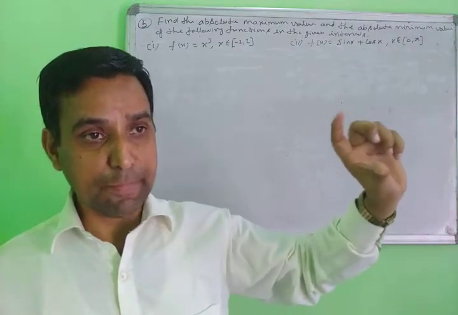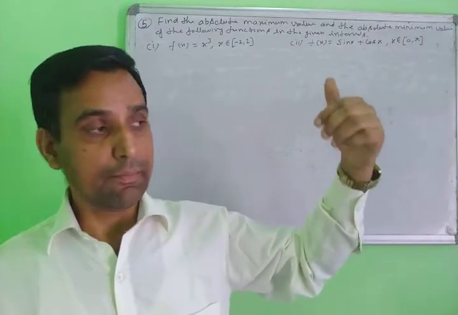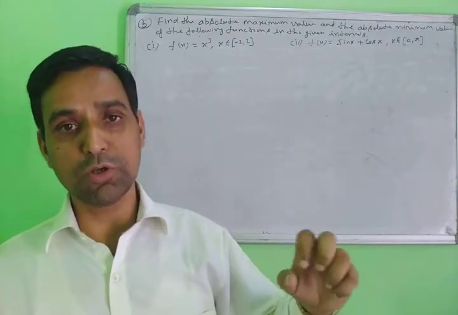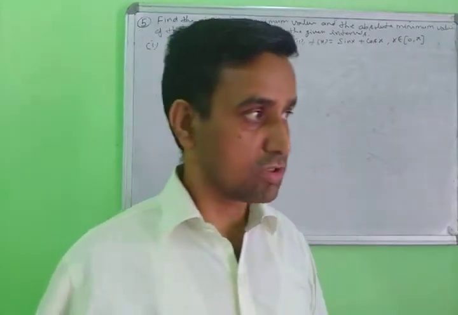Then which value is the maximum? This is called the absolute maximum value. Which value is the minimum among all these values? This is called the absolute minimum value. Now start the solution here.